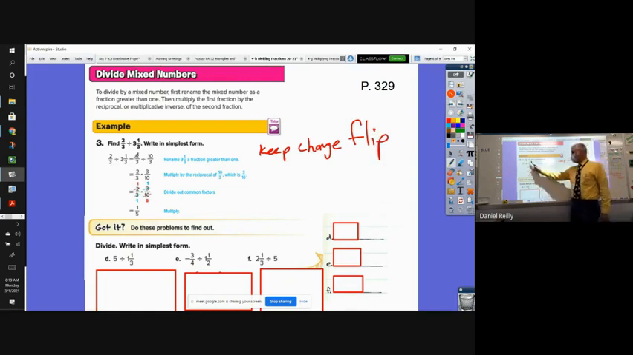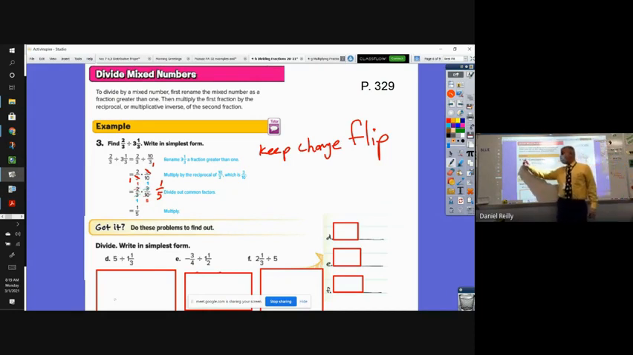So in the example, 3 1/3 is 10/3. Flip that to 3 over 10 and change it to multiplication. Cross reduce. 3 and 3 both become 1s. Right? 2 and 10 are both divisible by 2. That becomes a 1 and a 5. You multiply straight across and you get 1/5. Positive divided by positive, so the answer is positive.